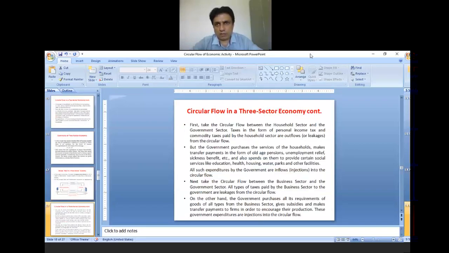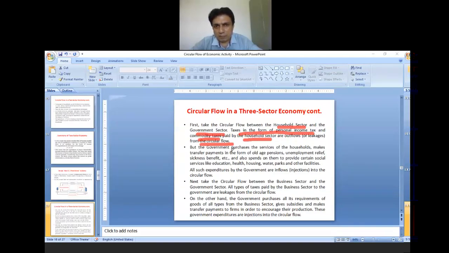So this is the circular flow of the three sector economic model, as we already see in the diagram. So first, the circular flow between the household sector and the government sector. Taxes in the form of personal income taxes and commodities taxes paid by the household sector are outflows or leakage from the circular flow. So basically the consumers, or you can say the households, pay taxes to the government.